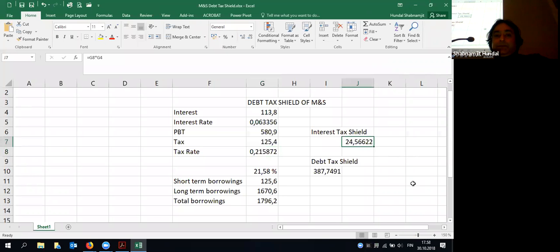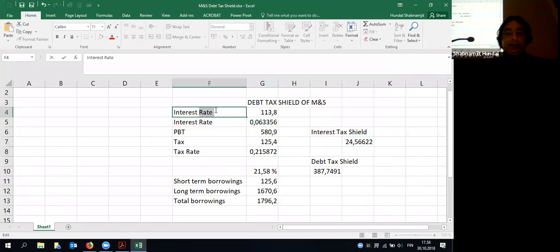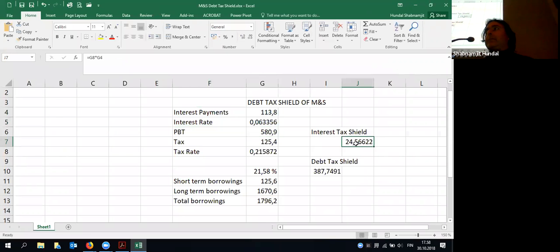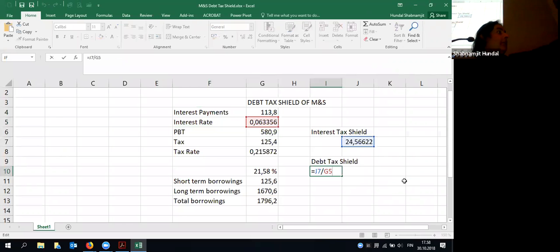the interest tax shield. But then we want to find not the interest, but the interest rate. And that's possible if we look at the borrowings of the company. We saw the short-term borrowings, the long-term borrowings, total borrowings. And then since we have the interest amount, let's call it interest payments, we calculate the average interest rate. And once we have the interest rate, if we assume that the balance sheet of Marks and Spencer never changes for the rest of its life, then we are able to find out the debt tax shield, according to this formula.